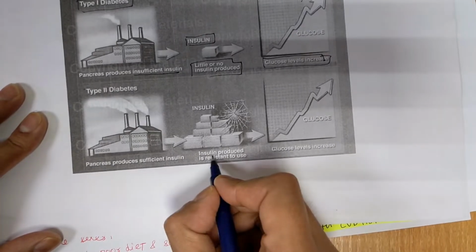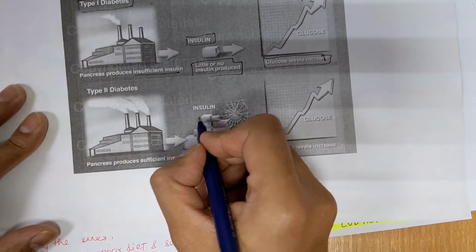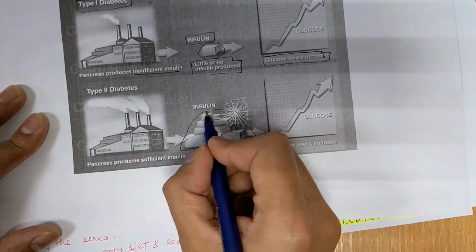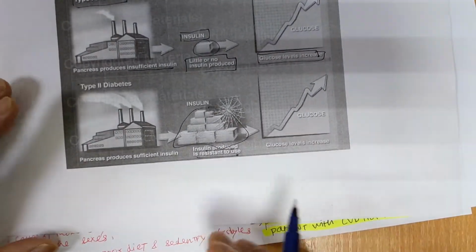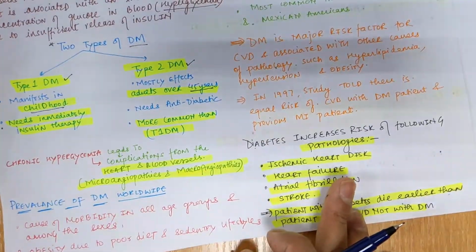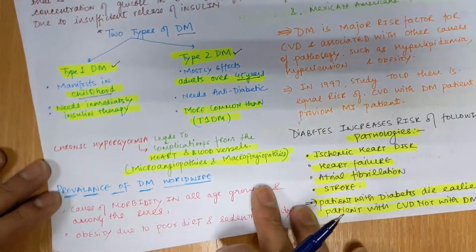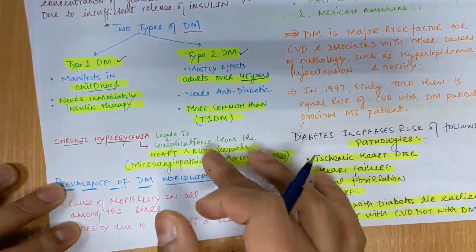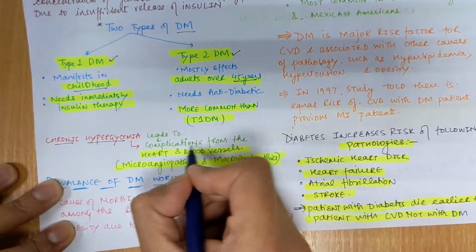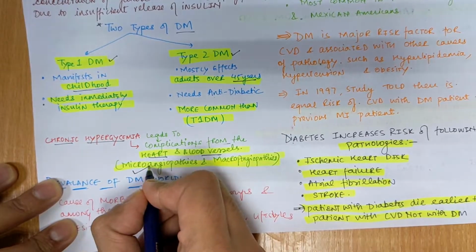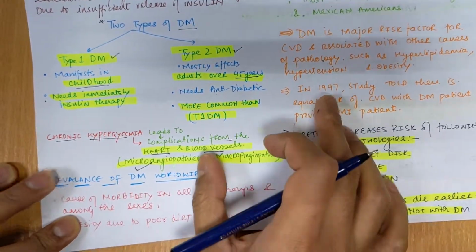Same here, you can see the insulin produced is resistant to its use. Insulin is sufficient here, whereas you can see only a small amount in type 1. Here insulin is in bulk amount, but our body is resistant to insulin. That is why we give anti-diabetic drugs to patients with type 2 diabetes. Now, chronic hyperglycemia: if the patient has had hyperglycemia for a long time, it can lead to complications of the cardiovascular organs like the heart and blood vessels, which can lead to macroangiopathies and microangiopathies.